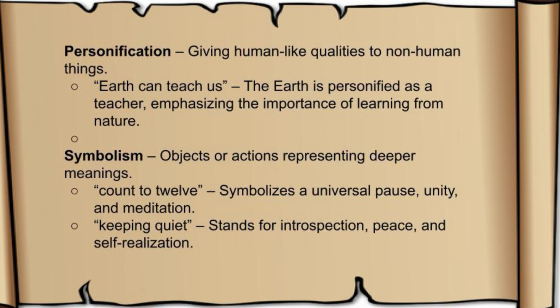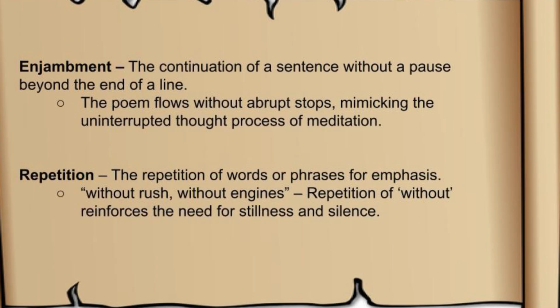Next is symbolism. So objects or actions representing deeper meanings. So count to 12 symbolizes universal pause, unity, meditation, etc. And keeping quiet stands for introspection, peace, and self realization. So, these are all examples of symbolism.